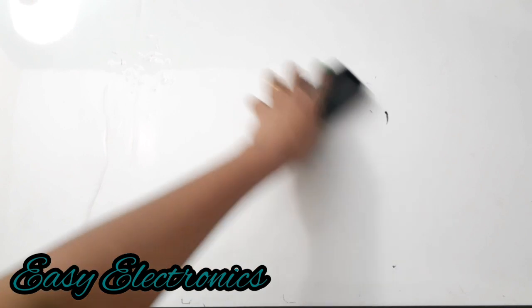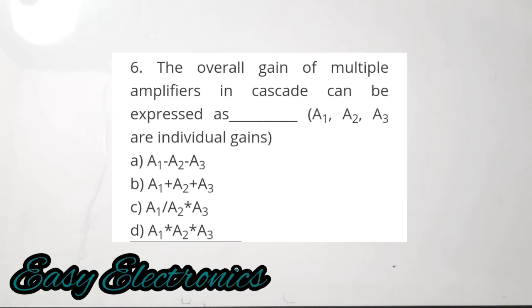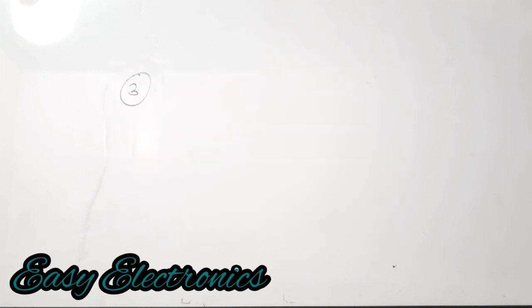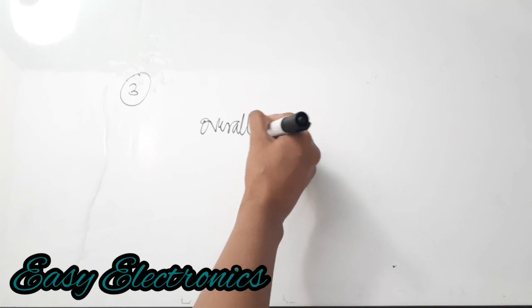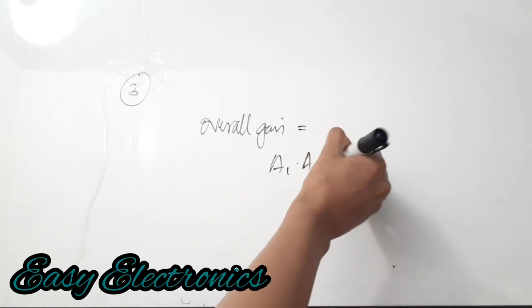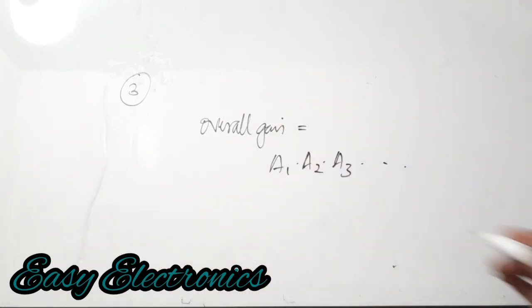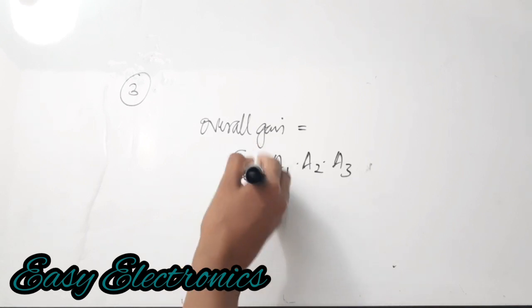Moving on to the third question. The overall gain of multiple amplifiers in cascade can be expressed as dash. The individual gains are A1, A2 and A3. When we cascade the amplifiers, the overall gain will be the product of individual gains. So that is the equation: overall gain is equal to A1 into A2 into A3 up to n numbers. Here there are only three amplifiers, A1, A2 and A3, so the correct answer will be option D, A1 into A2 into A3.